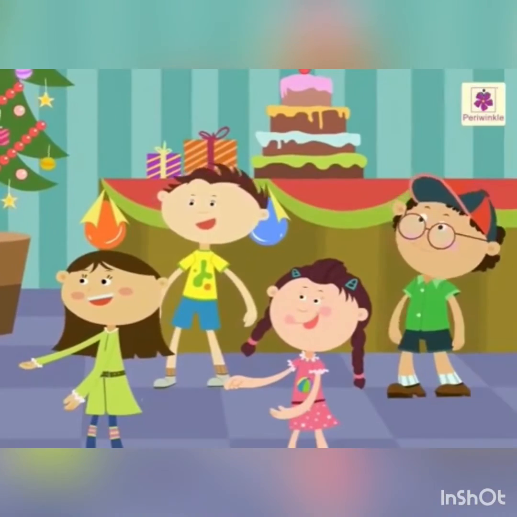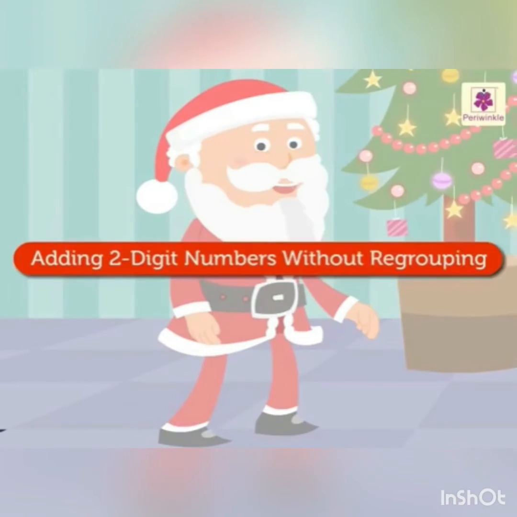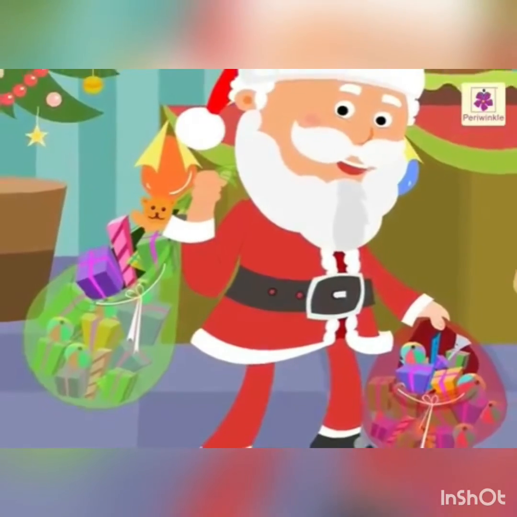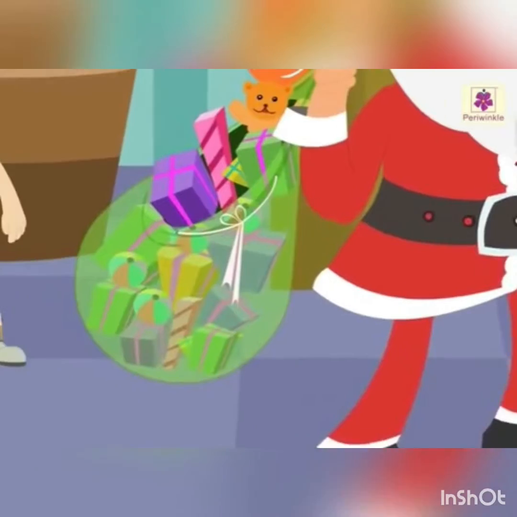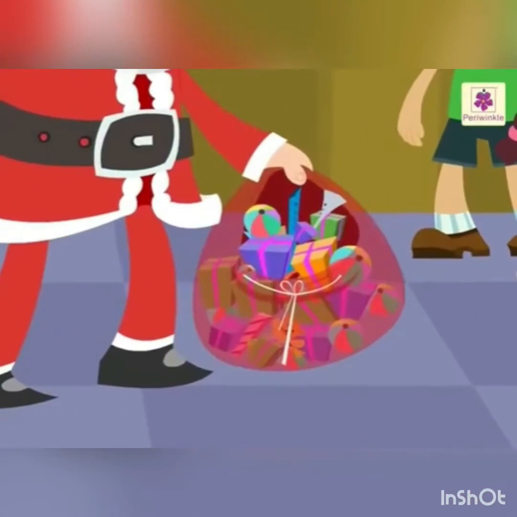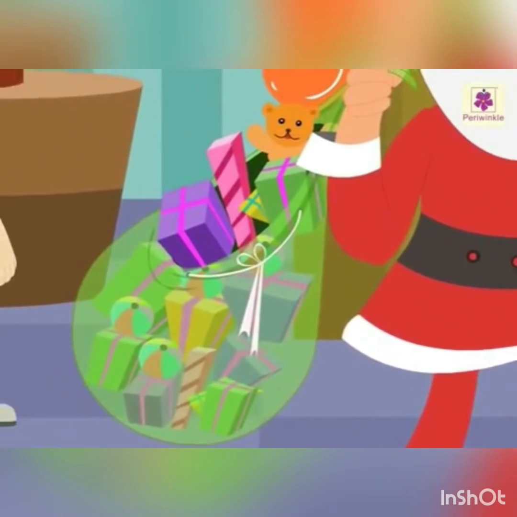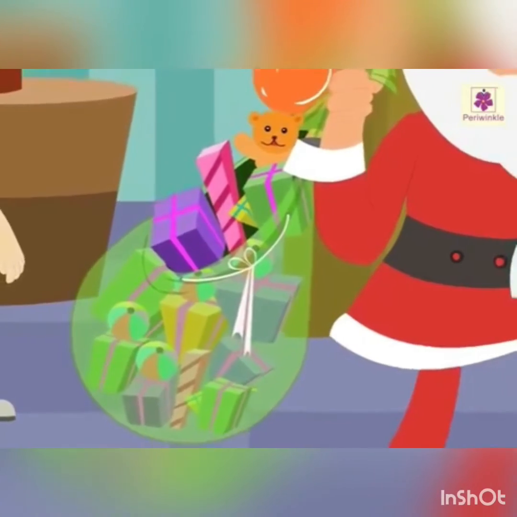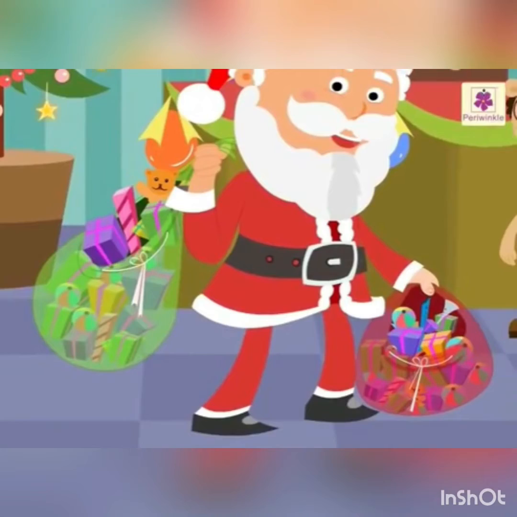Santa Claus has come to meet us. We will learn today our chapter 7, addition of two-digit numbers. Children, Santa Claus brings so many gifts for us. There are 34 gifts in his red bag and 21 gifts in his green bag. We will find how many gifts there are in all.